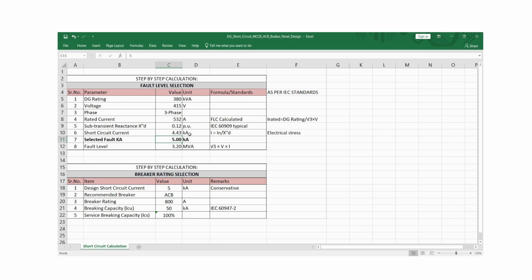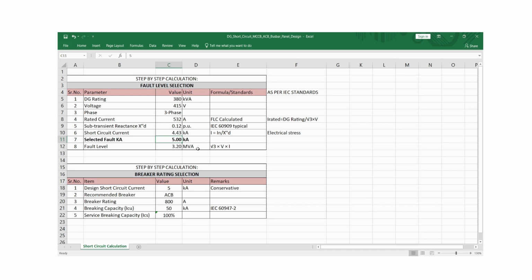How severe is that fault electricity? We calculate the fault level using root 3 times voltage times fault current. This results in a fault level of approximately 3.2 MVA. This tells us how much electrical stress the system must withstand.